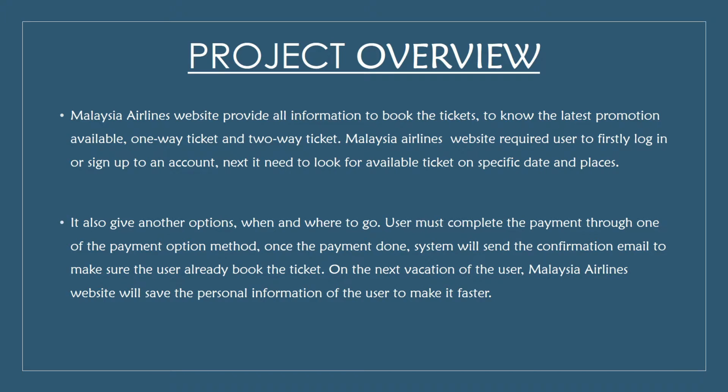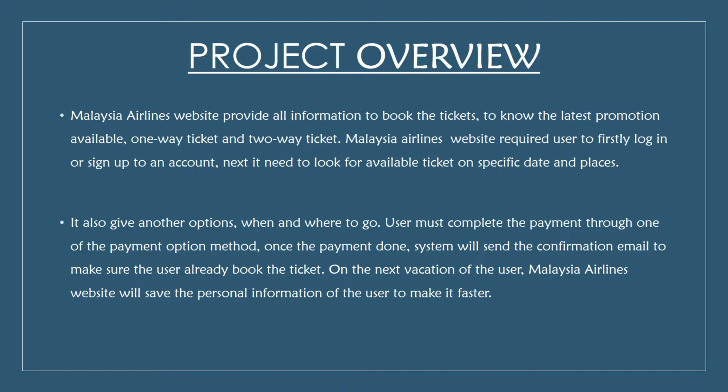For our project overview, Malaysia Airlines website provides all information to book the ticket, to know the latest promotion available, one-way ticket and two-way ticket. Malaysia Airlines website requires user to firstly log in or sign up to an account. Next, it needs to look for available ticket on specific date and place. It also gives another option, when and where to go.